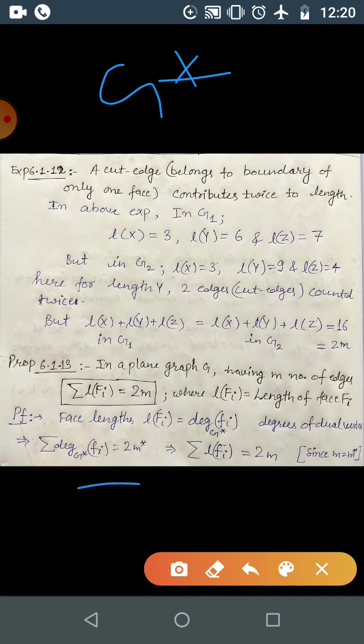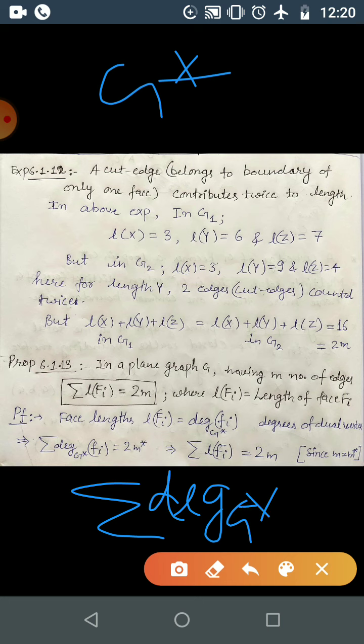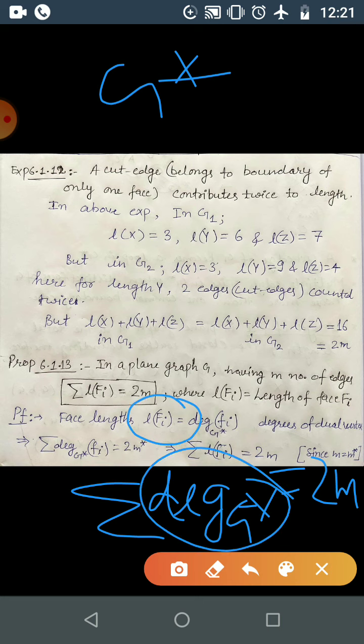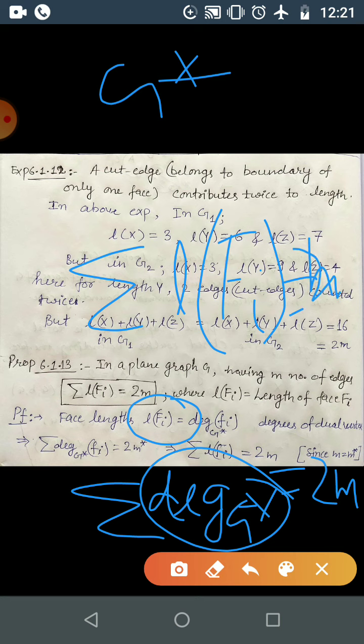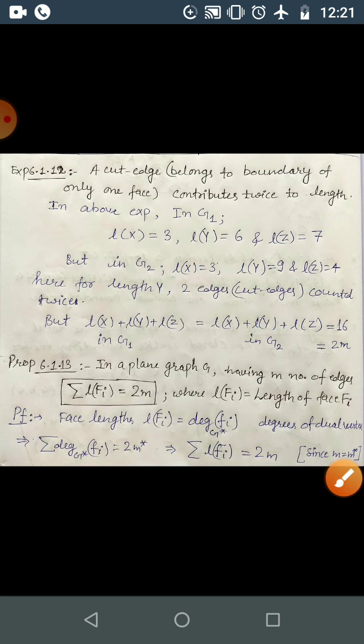G star is a graph, and for any graph we have the handshaking lemma, or degree sum formula: the sum of the degrees of all the vertices is 2 into m. So we have the degrees of all the vertices in G star, and the degree of a vertex is the same as L of fi. If you put L of fi in this expression, you get 2m. Here it was 2m star because this was for G star, and m is the same as m star, so it will be the same.